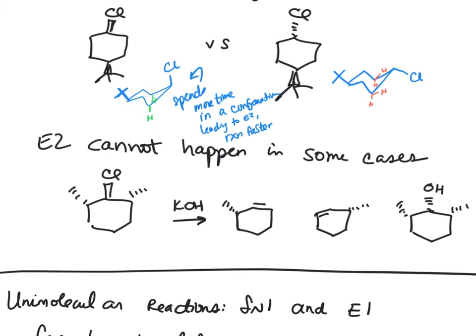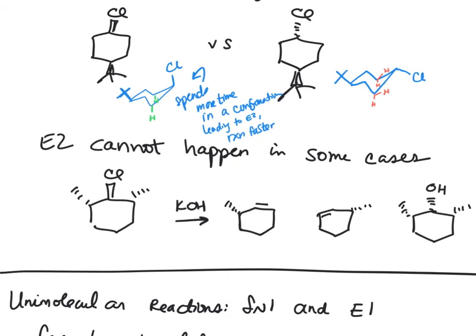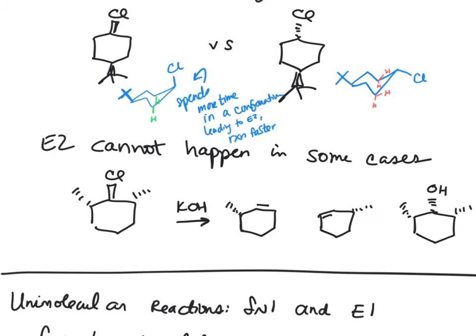There are some cases in which E2 cannot happen. So here I've shown a reaction which, if you didn't take into account the antiperiplanar requirement for an E2 reaction to occur, you might draw all three of these products forming. We've got two elimination products and one substitution product.